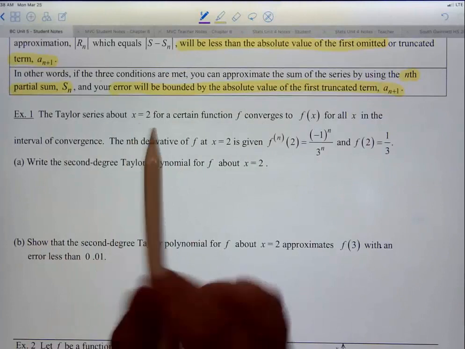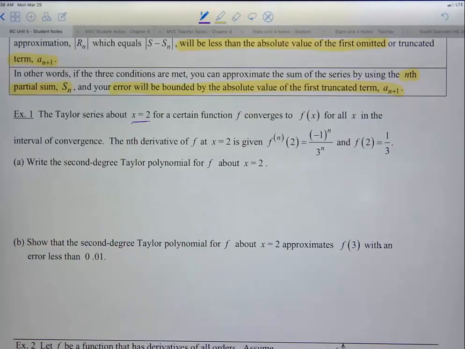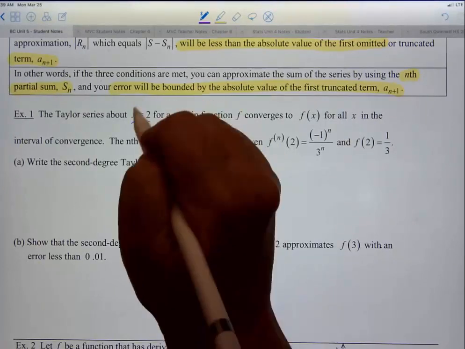The Taylor series about x equals 2. What is the significance of that? The about x equals 2? That's your center point. That's where the two graphs touch each other. And what letter is it really? It's really not x, it is C. Very good. This is C.